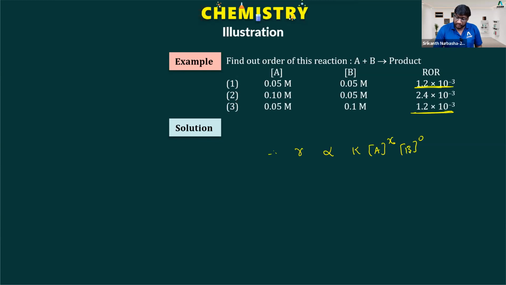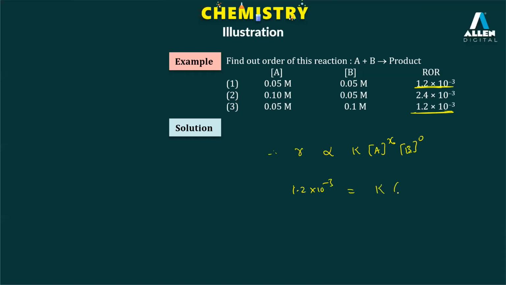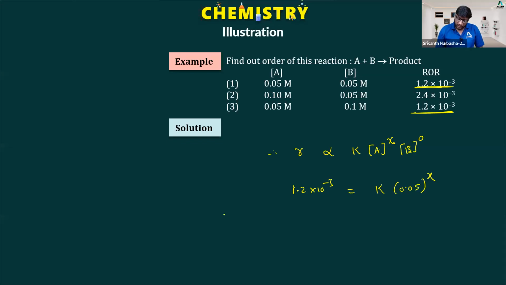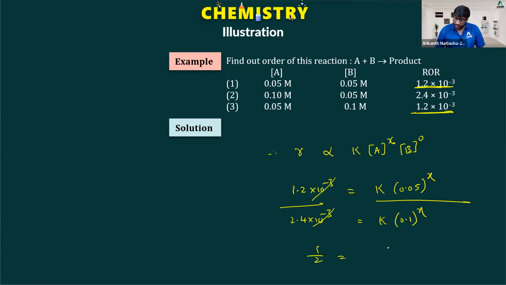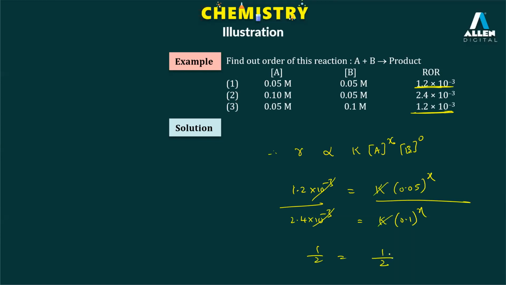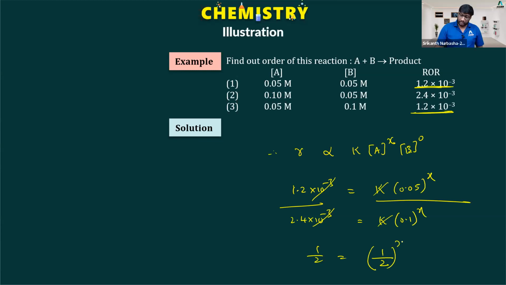It is not dependent. Now look at the first and second. So R1 in the first experiment is 1.2 into 10 power minus 3, equal to some constant K into 0.05 whole power X. Second experiment, 2.4 into 10 power minus 3 is equal to K into 0.1 whole power X. Divide these two. 1.2 by 2.4 is 1 by 2, is equal to, K gets cancelled, 0.05 by 0.1, that is 1 by 2 whole power X. So X is equal to 1.